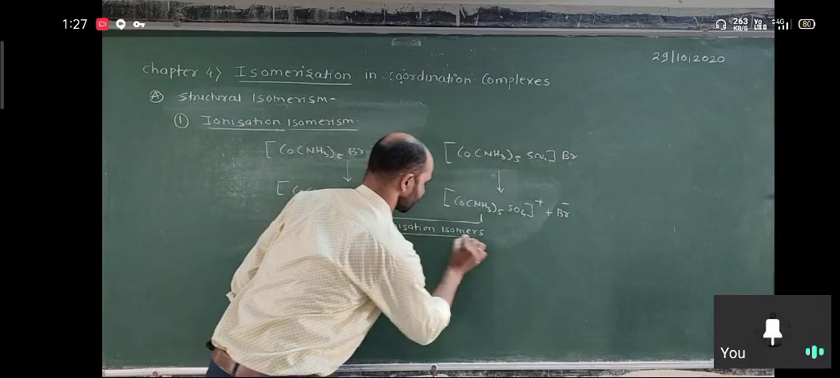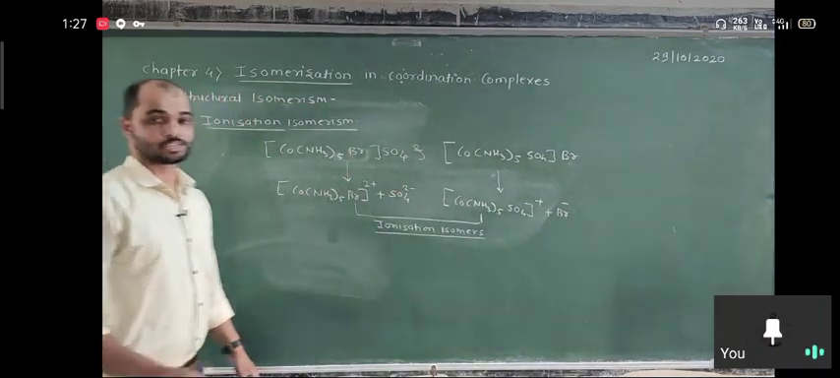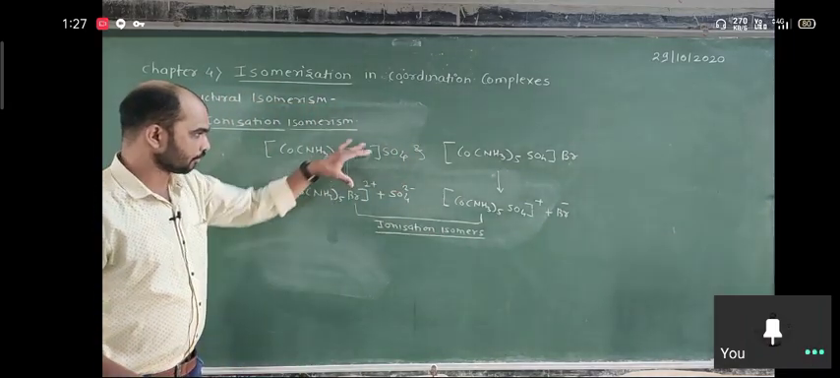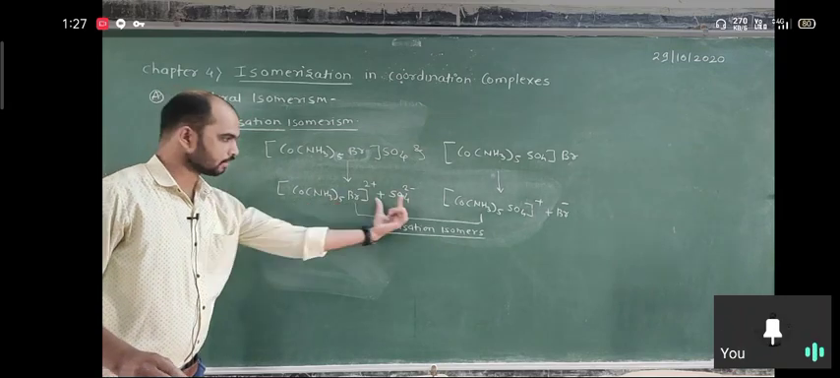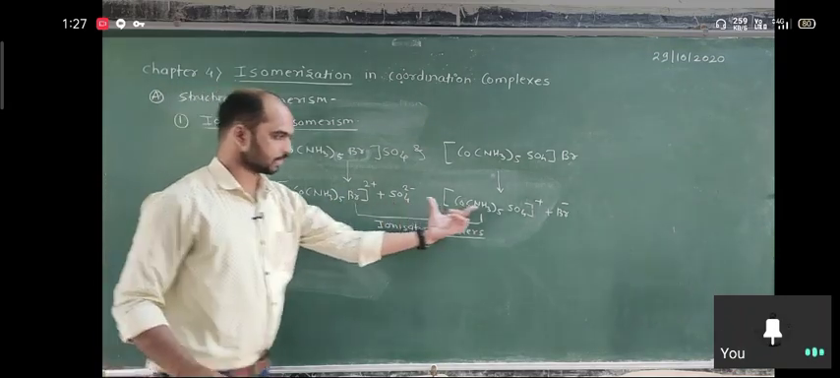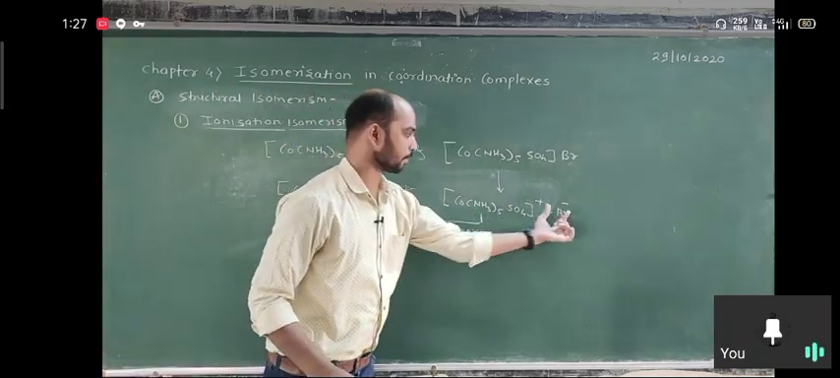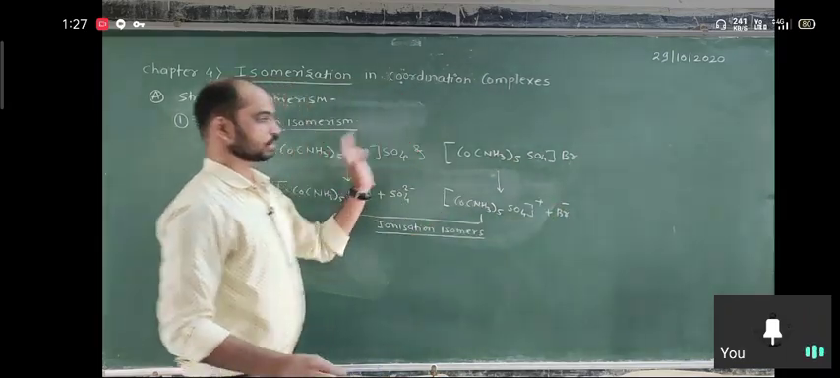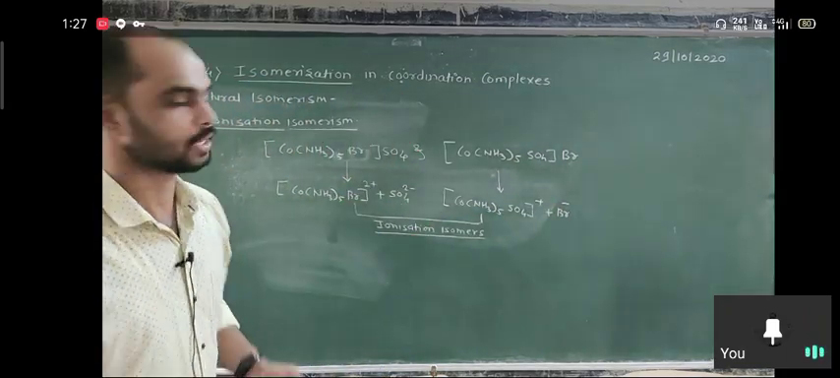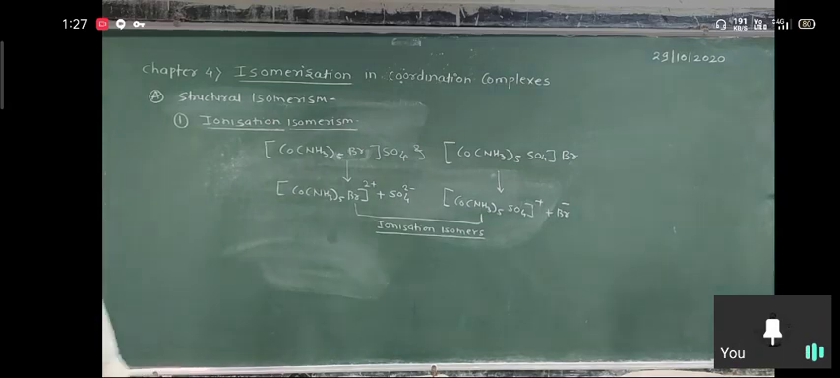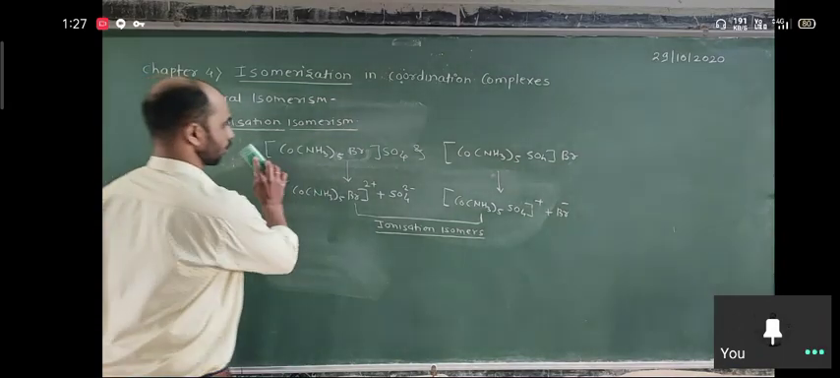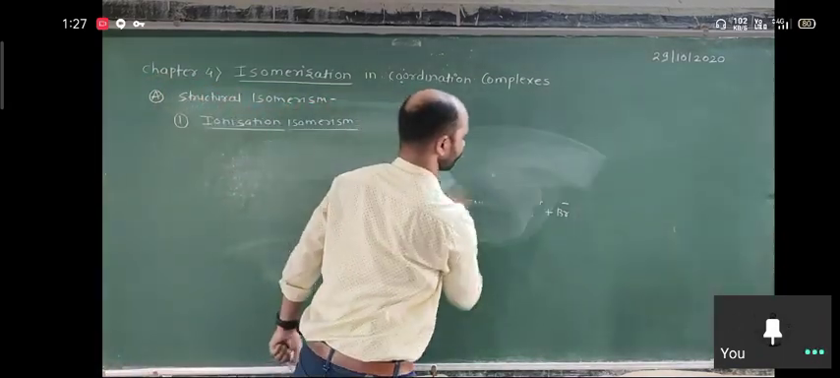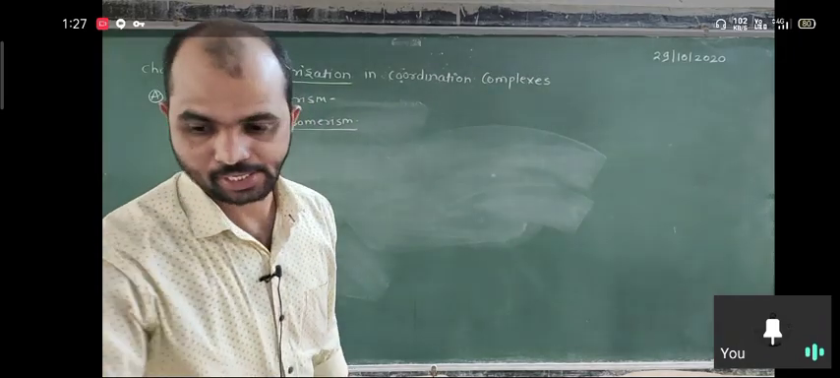Both are ionization isomers. And what is the justification of your answer? In the first case, this cation and sulfate anion are formed, but in the second case, the cation and Br minus anion are formed, and both have the same molecular formula. So the relation between them is ionization isomer. Some other examples are given to you.